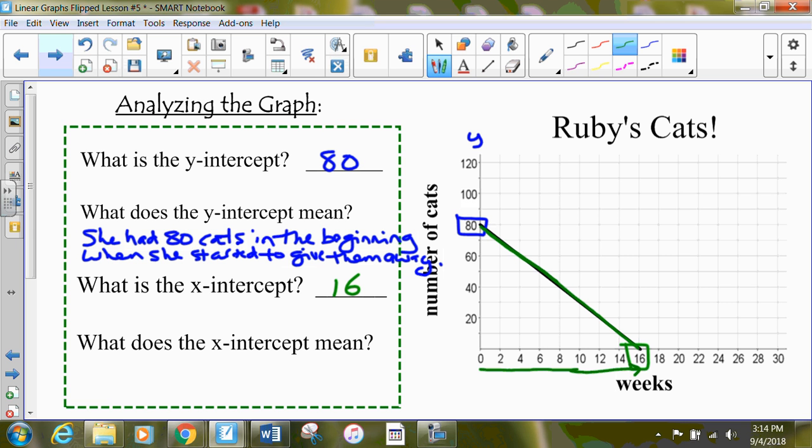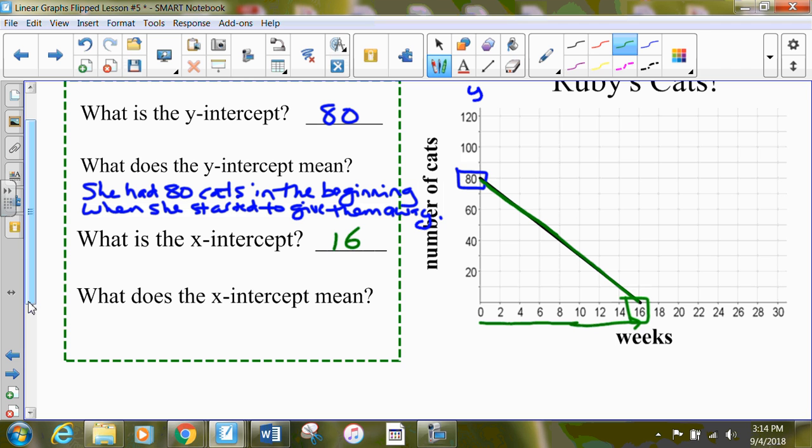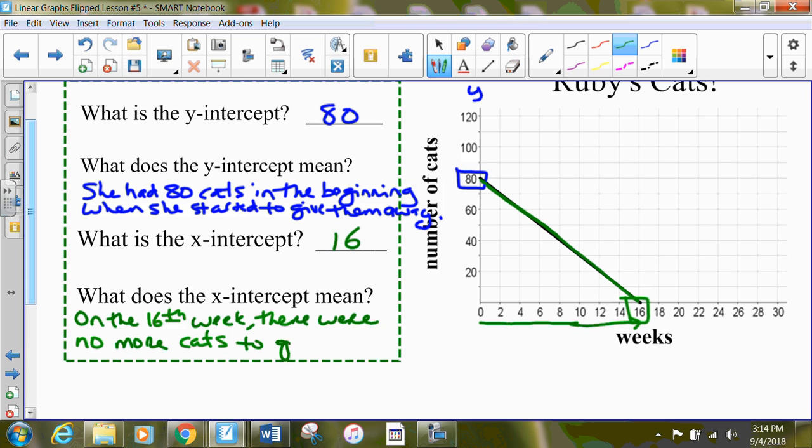0, that's right. So we'll say something like, on the 16th week, there were no more cats to give away. All of them were gone, right? No more cats to give away. So what we're trying to notice here is that in a word problem, when we graph it, the y-intercept and the x-intercept are going to be a very important part of what's happening in the story.